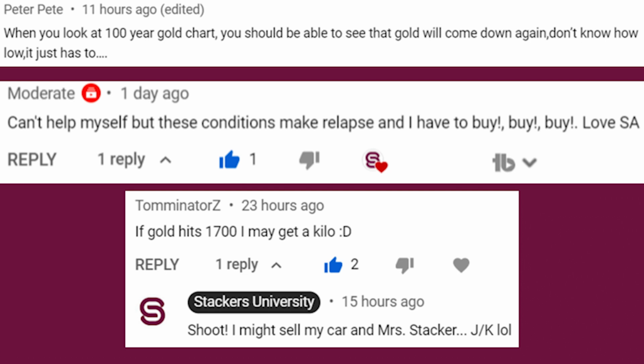Moderate had me just dying. Can't help myself, but these conditions make relapse. I have to buy. I know that Germitis, folks. You got to have real money. It's real. It kicks in, folks. And hold tight if you can, because I think we're going to have a really great buying opportunity, and I want you to have some dry powder.